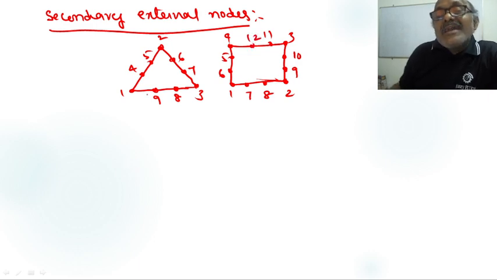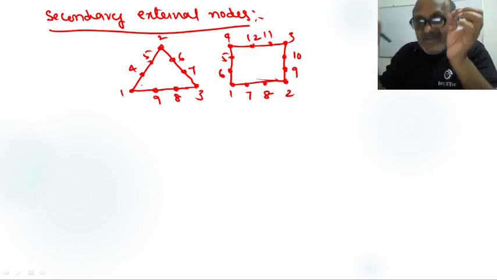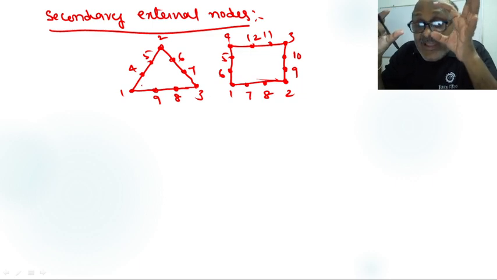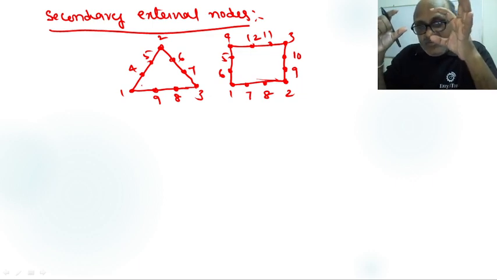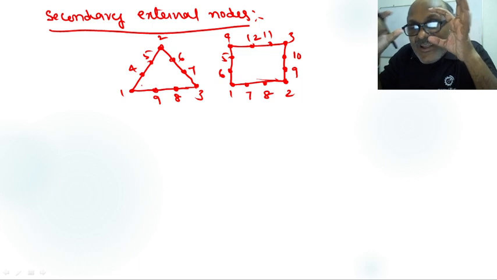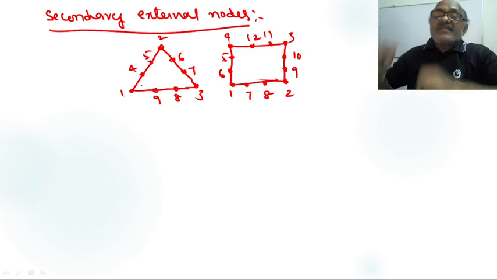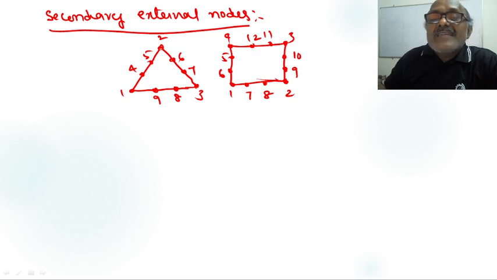Whatever nodes are present between the primary external nodes are called secondary external nodes, my dear students. Now 1 and 2 are primary external nodes, and 4 and 5 are secondary external nodes. 1 and 3 are primary external nodes, 9 and 8 are secondary external nodes. 2 and 3 are primary external nodes, 6 and 7 are secondary external nodes.